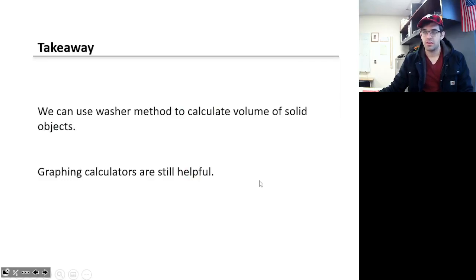Alright, so this is how you use washer method, very similar to disk method, and the graphing calculator is still very helpful.